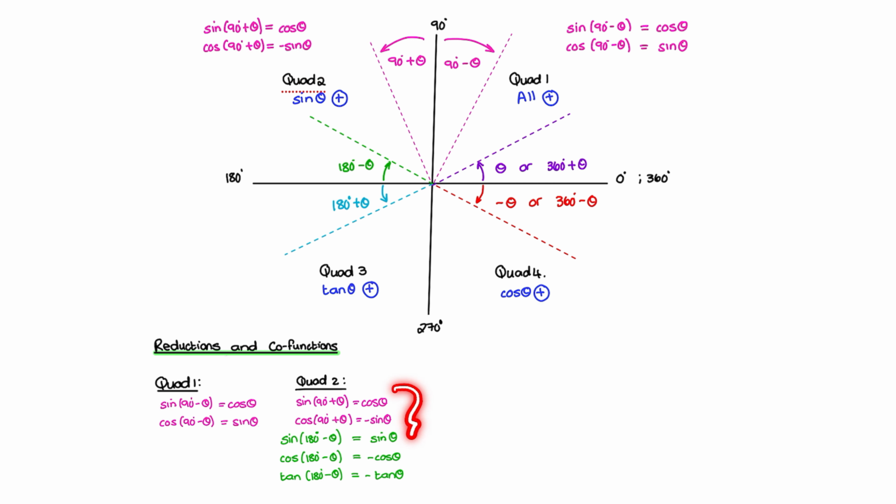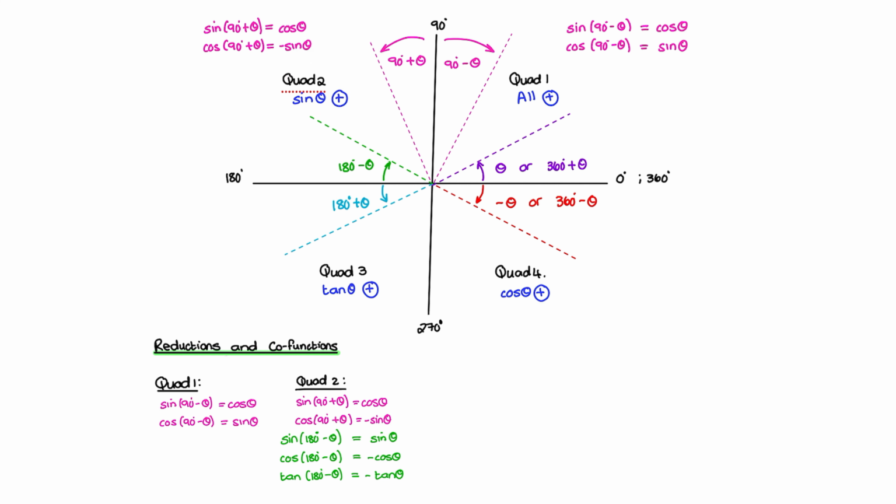The other reductions to remember is that if we have sine 180 degrees minus theta, that will give us sine theta. Cos of 180 degrees minus theta will give us negative cos theta because cosine is negative in this quadrant. And tan 180 degrees minus theta will give us negative tan theta because tan is also negative in quadrant 2.